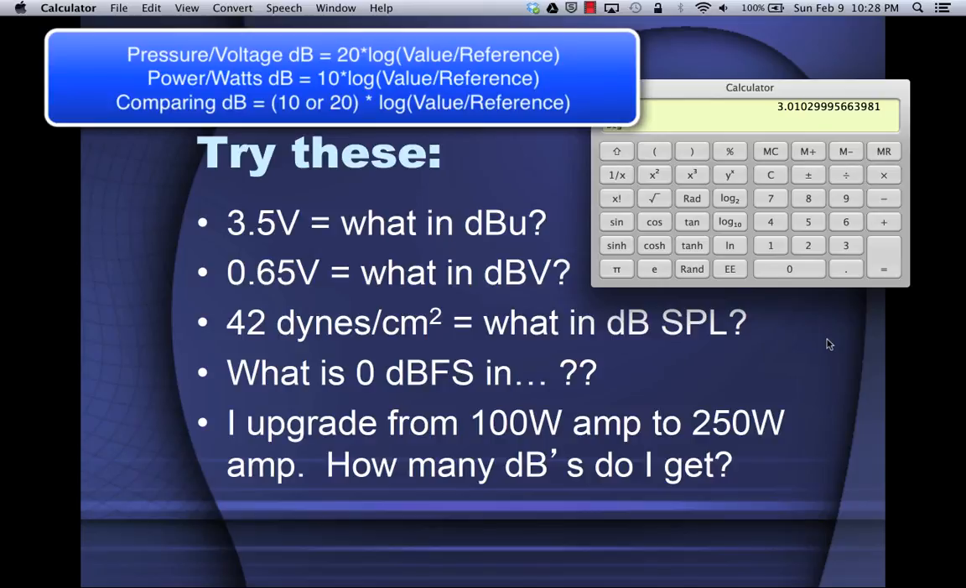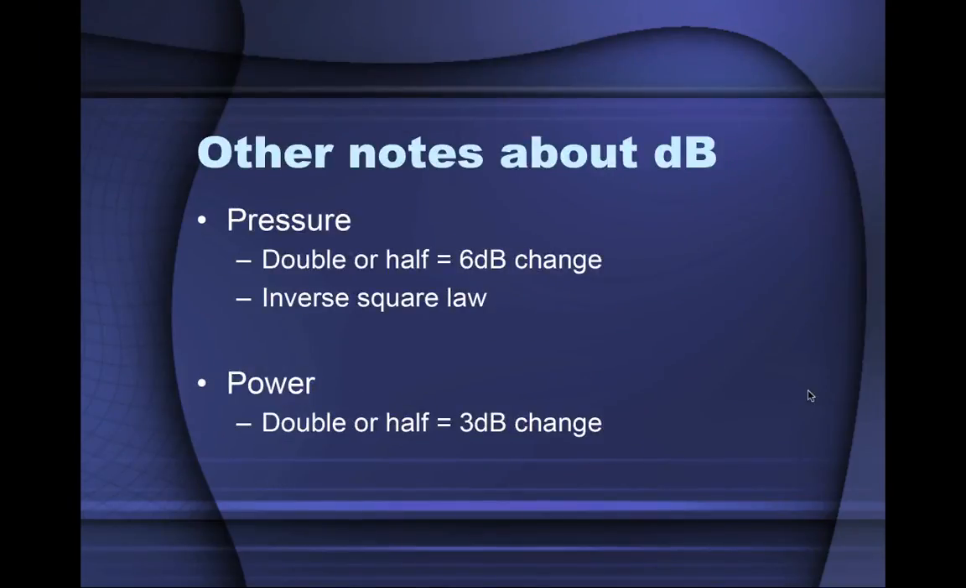One might think that because that's 5,000 more watts that you're going to get an enormous amount of increase. Well, again, it's all about ratios. In this case, it's still a 2-to-1 ratio. When you double the watts, you only get 3 dB increase. But if you double pressure, you get a 6 dB change. Or if you halve the pressure, then you get 6 dB decrease.